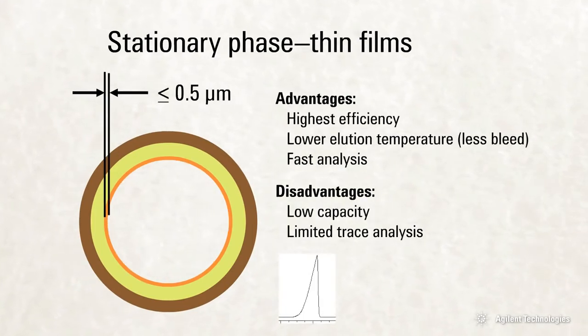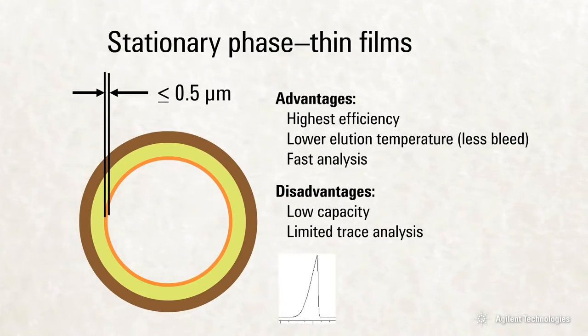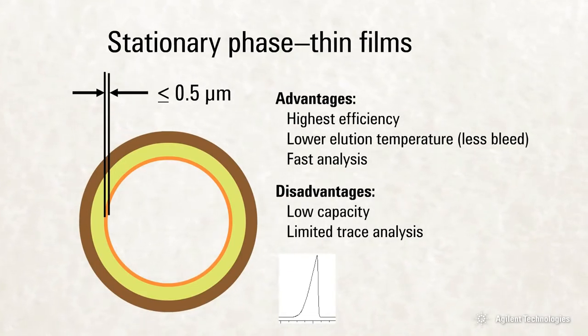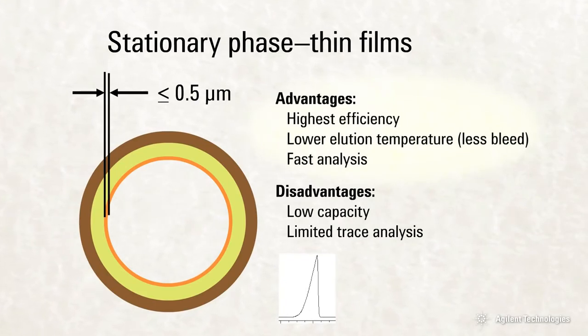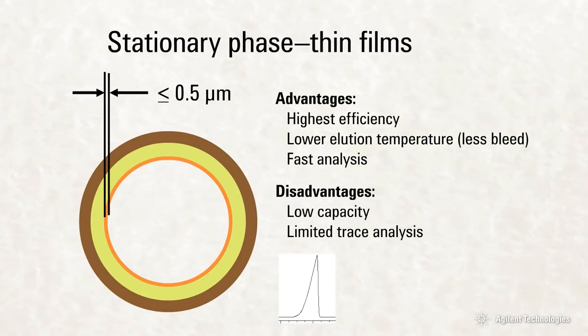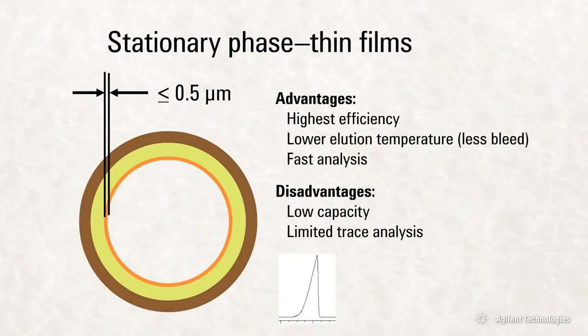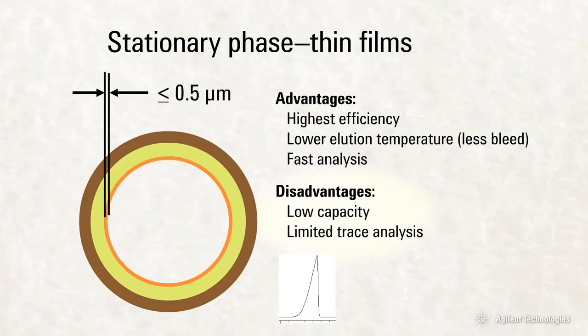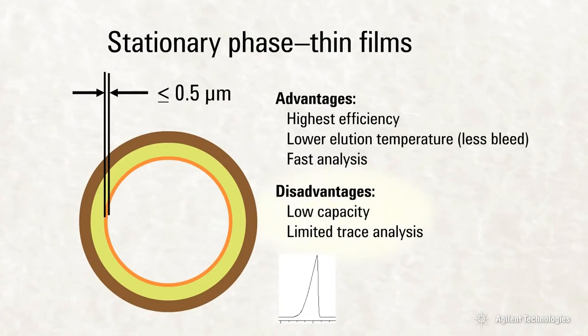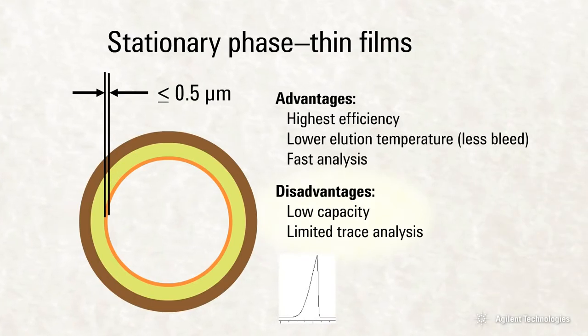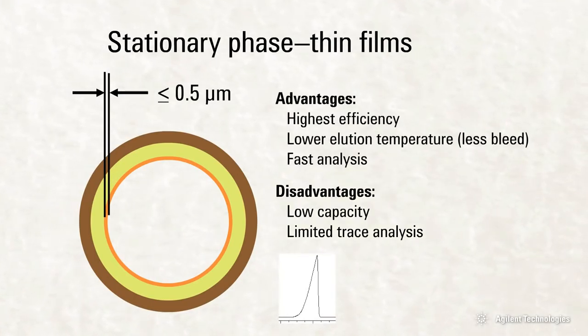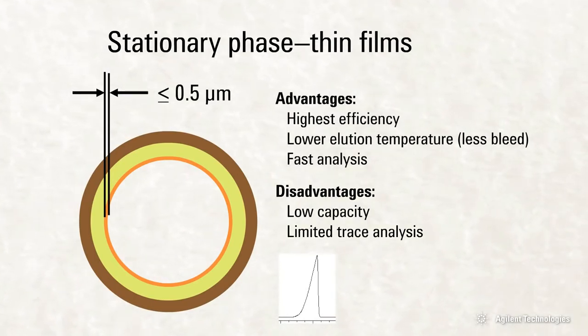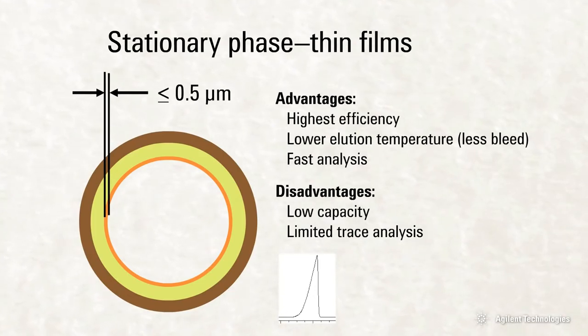Thin film columns are generally preferable for most applications. They yield higher efficiencies and faster analysis. With thin film columns, it is important not to overload the column or fronting peaks, as the one shown here, will result. A good guideline is to keep the amount of sample per peak under 10 nanograms.